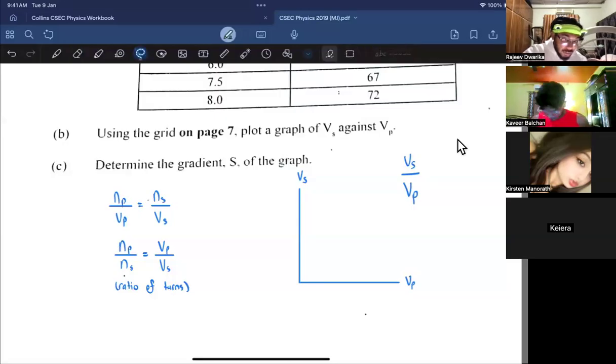Now, in this situation, on the y-axis, we have VS. So it'll be VS over VP. And we note that VS over VP is just the inverse of VP over VS. So what we are finding is 1 over the ratio of turns. Keep that in mind.